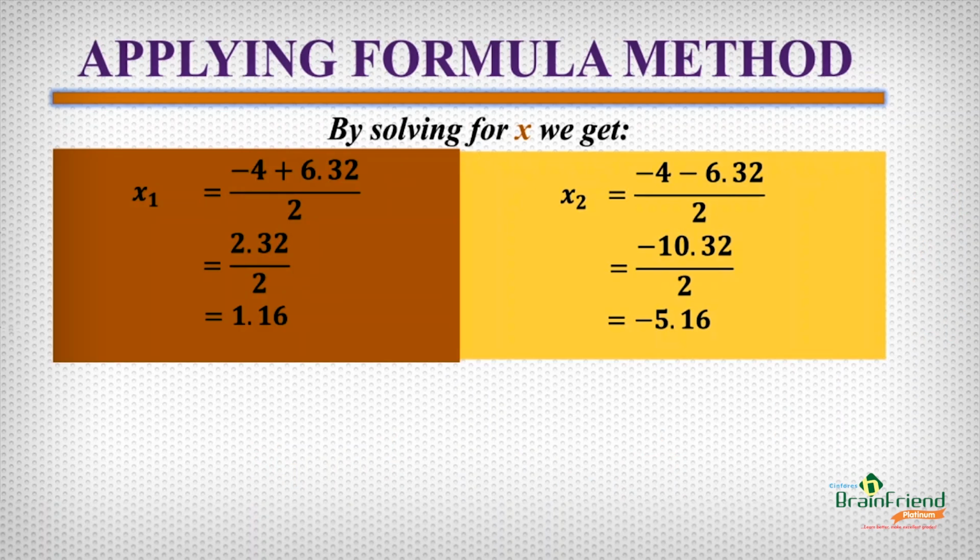By doing that, we'll have x1 is equal to -4 plus 6.32 divided by 2, and then solving to get x1 is equal to 1.16. Doing that to x2 as well, we have -4 minus 6.32 divided by 2. When we also solve that, we'll get -5.16 as our x2.